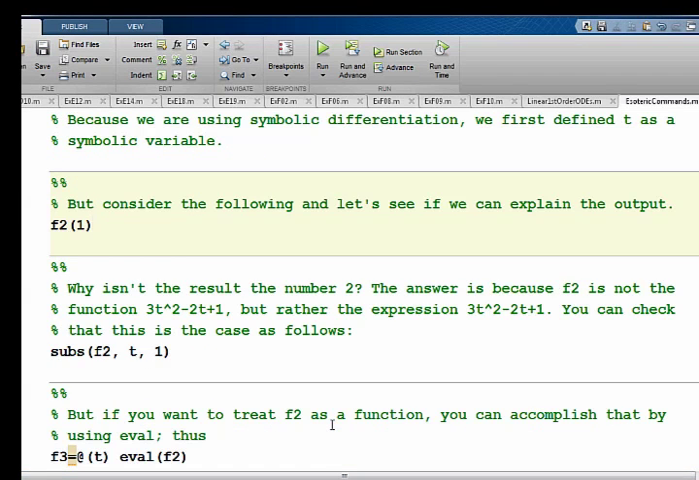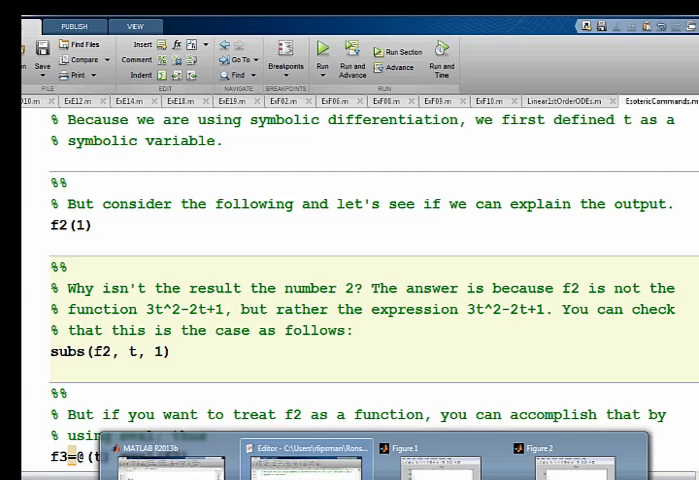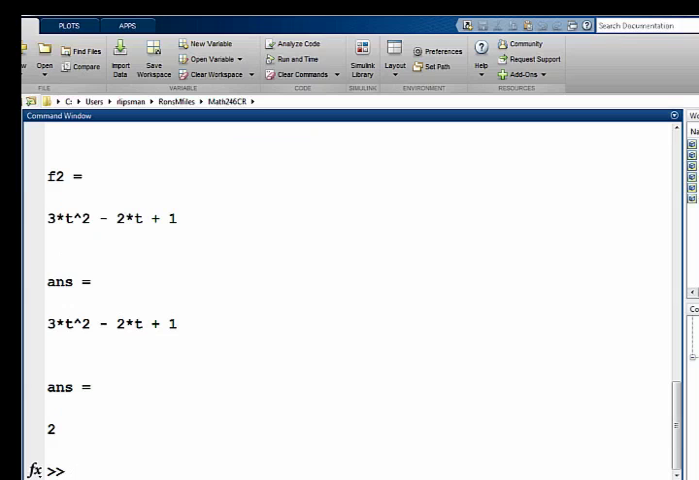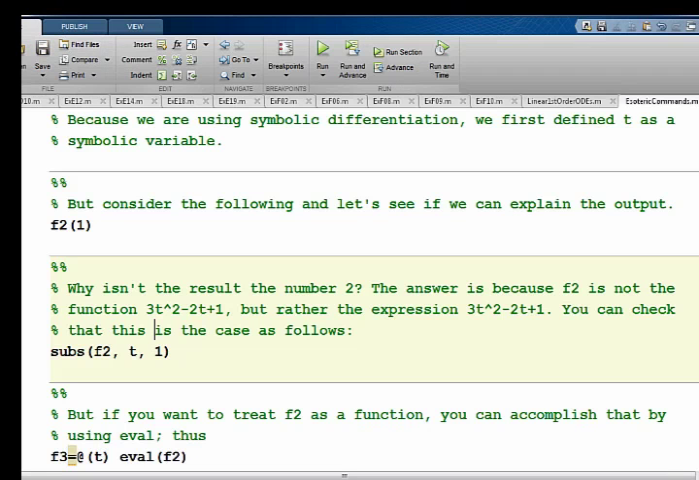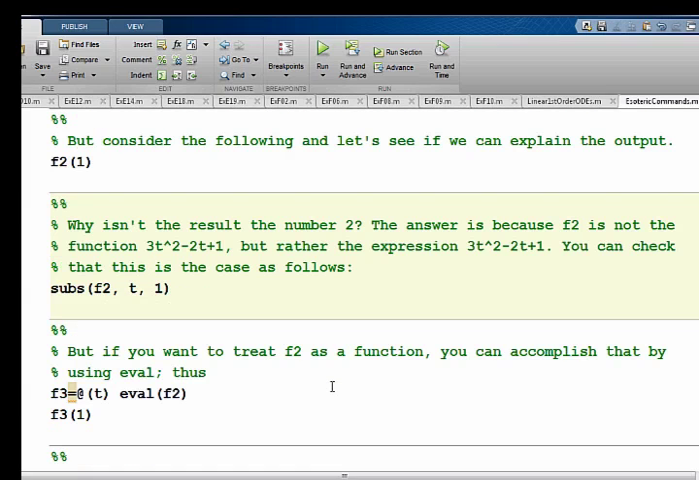The reason is because f2 is not the function 3t squared minus 2t plus 1, but rather the expression 3t squared minus 2t plus 1. And you can check that that's the case by using subs, which substitutes a value for a variable in an expression. And if we do that, you'll see that we then get the value 2. Nevertheless, we may want to use f2 as a function, and that's where eval comes in. If you want to treat f2 as a function, you can accomplish that by using eval.